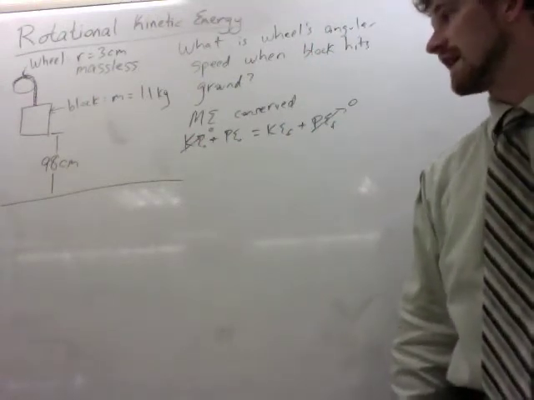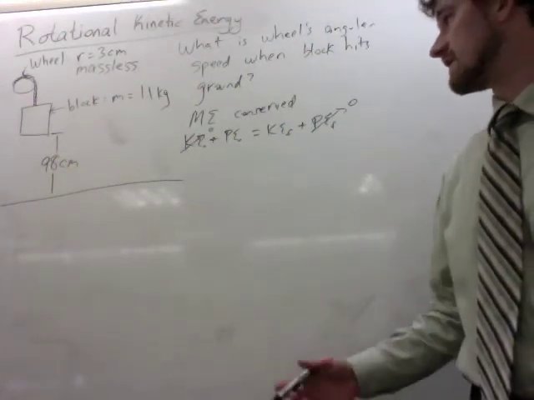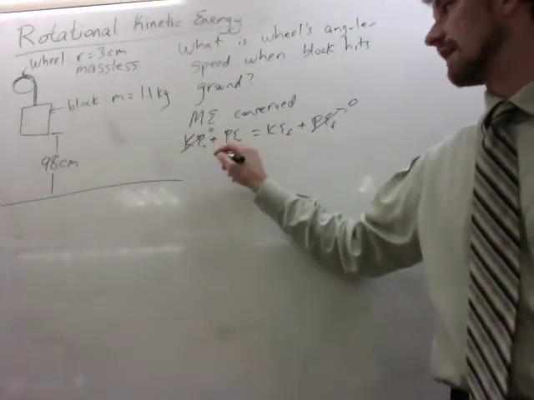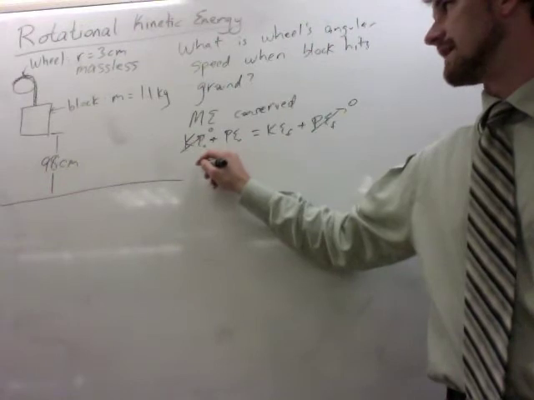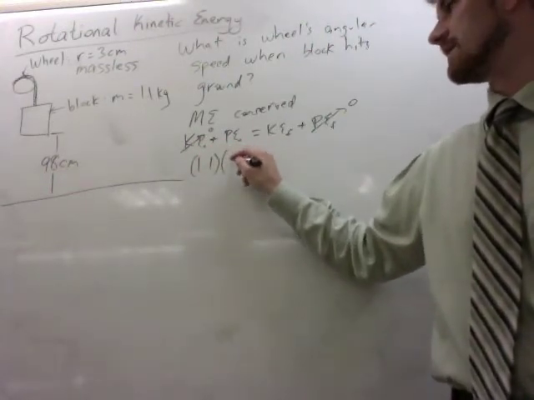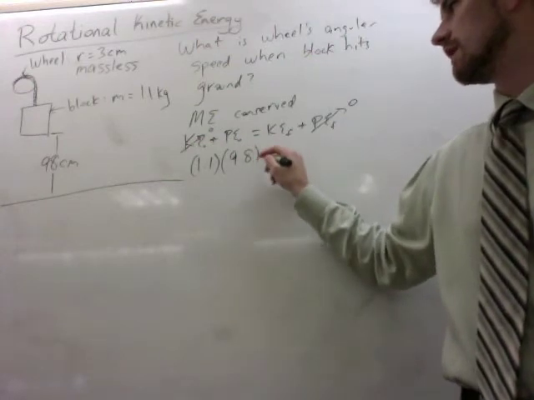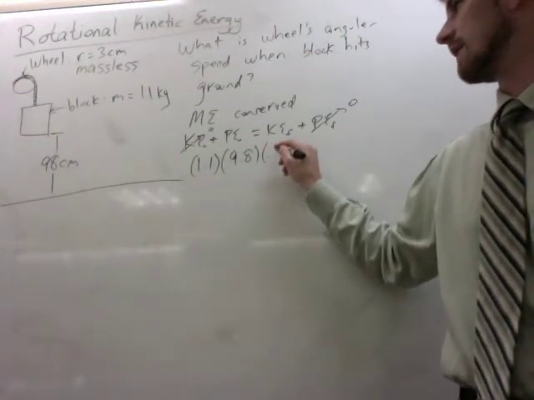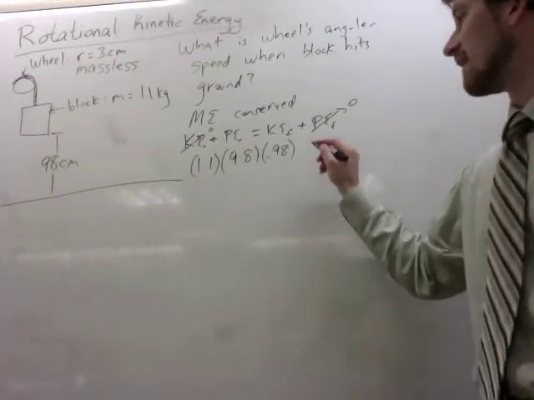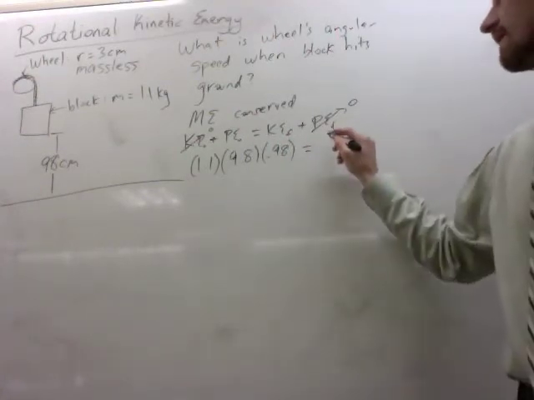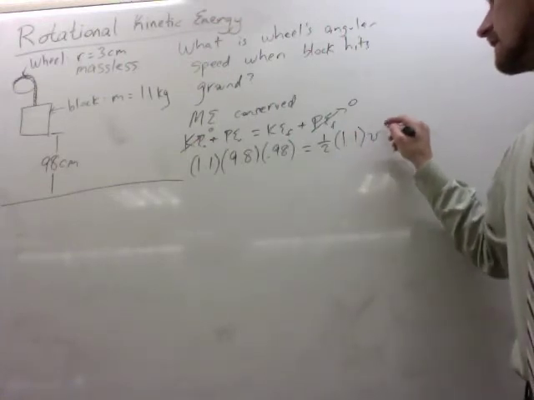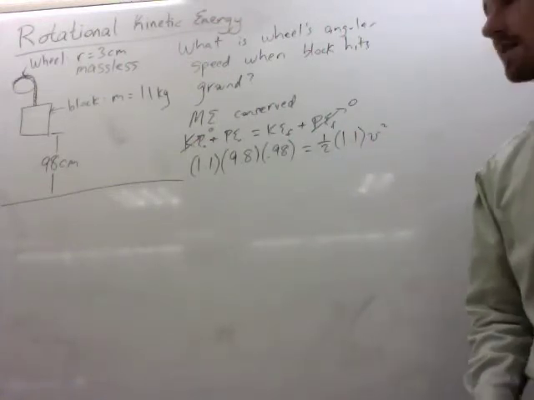So in this case, we can just say that our initial potential energy is just the mass of the block times g times our height, which I have poorly selected to also be 9.8. And then our final kinetic energy is 1/2 the mass of the block times the velocity of the block squared.